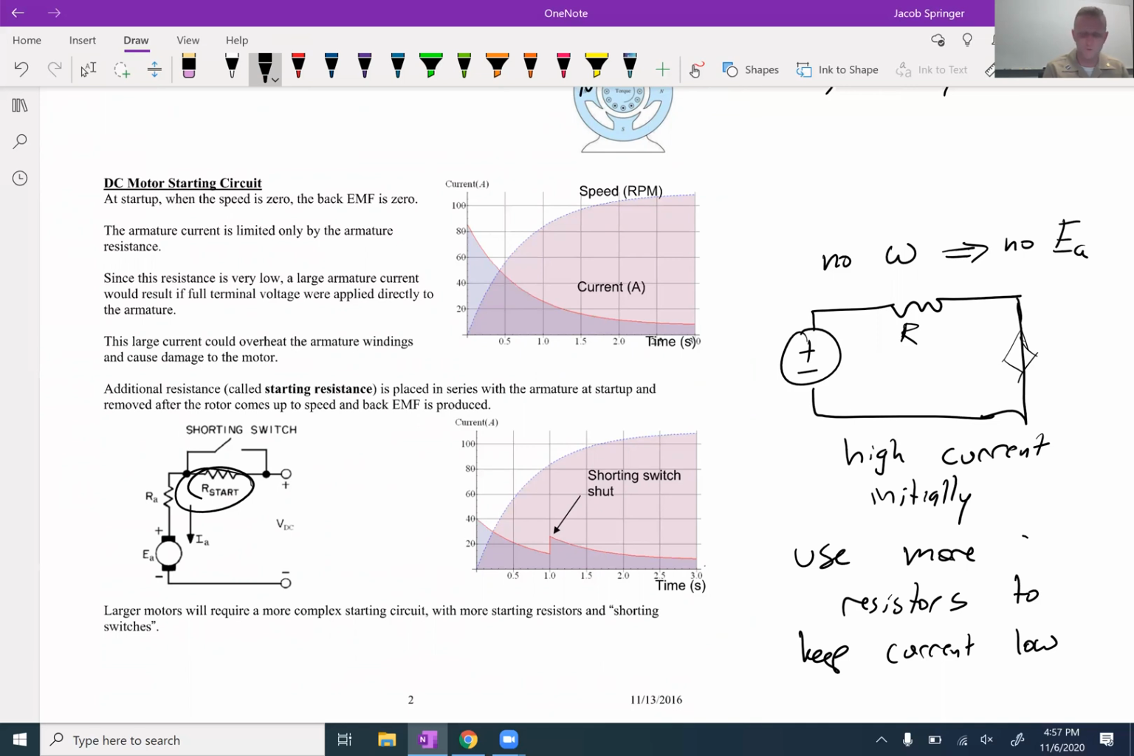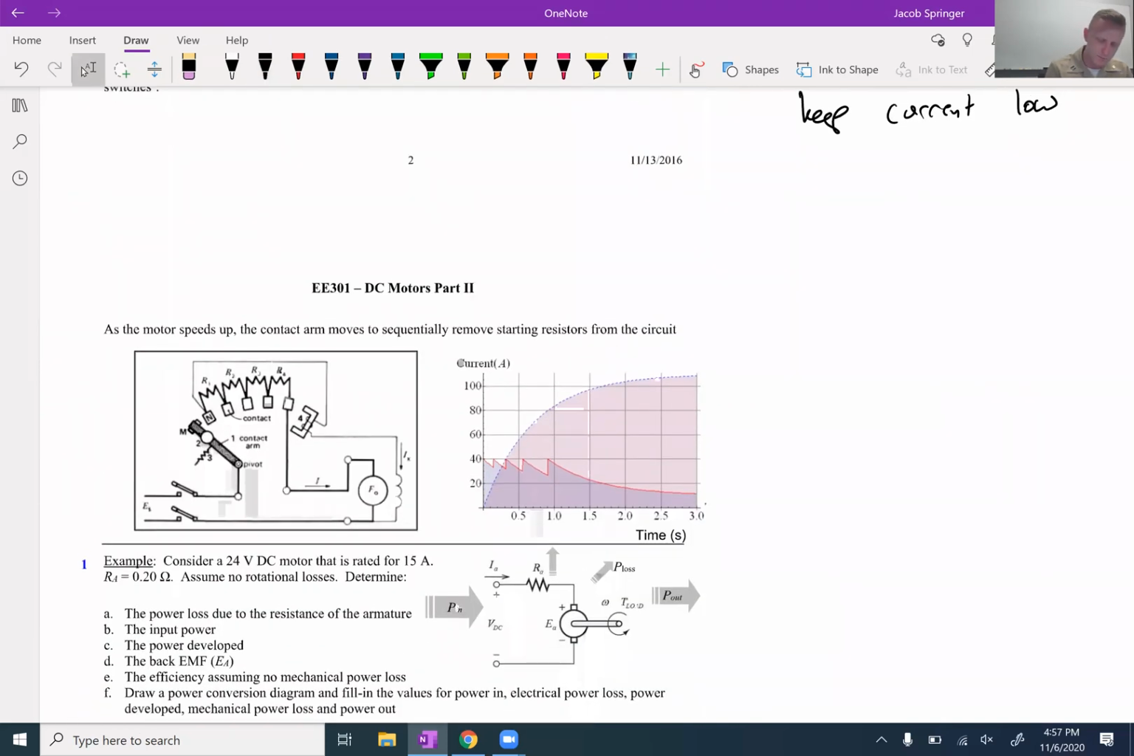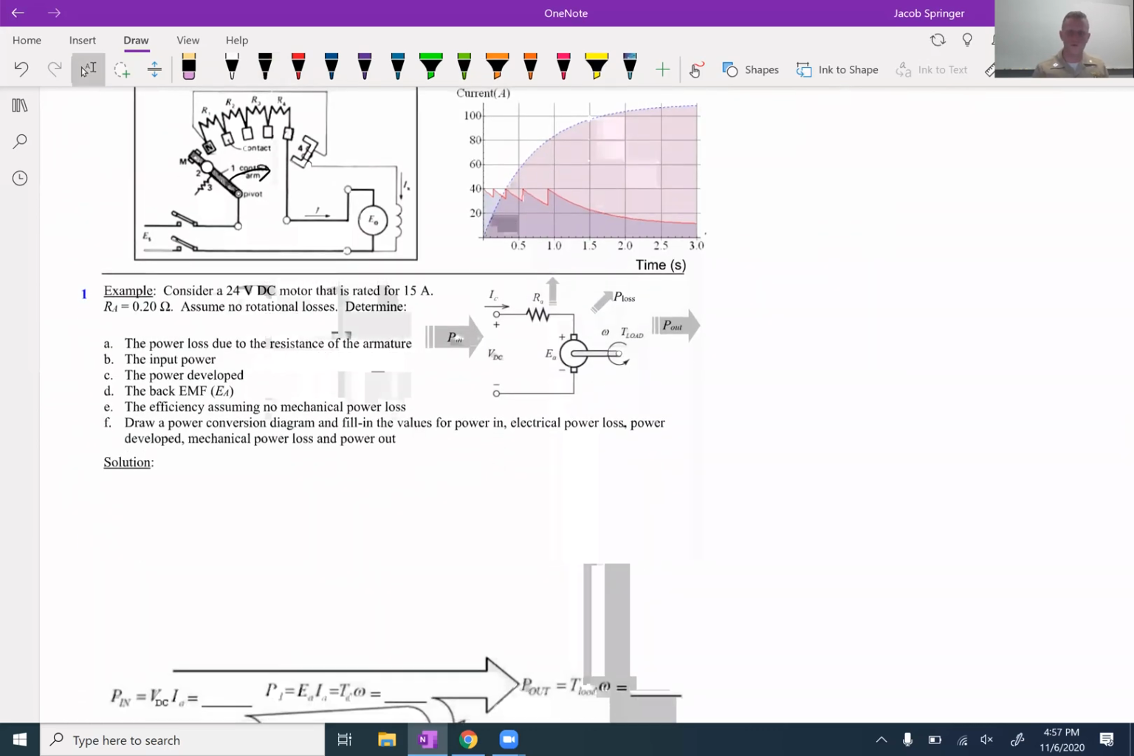And then once the motor's fully running, then we can use a short, and it bypasses this where that starting resistor is dead, because the back EMF has been developed, that EA has been developed. So you can even put more in, and here's kind of like this pivot arm is moving through where there's more resistors, and then as it starts, it has less and less resistors until it just touches the circuit, right, with less resistors. Okay, we do a problem next.